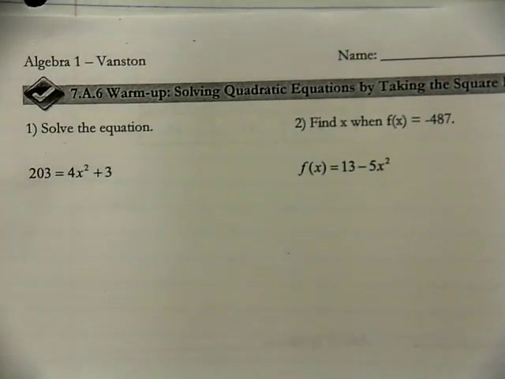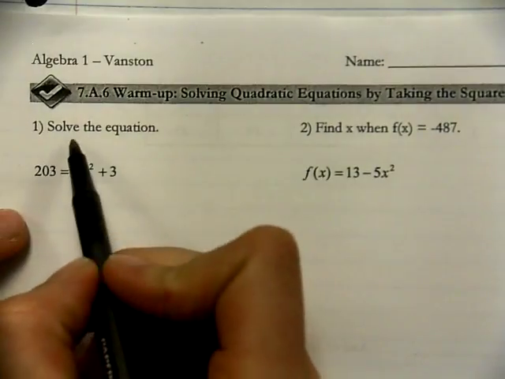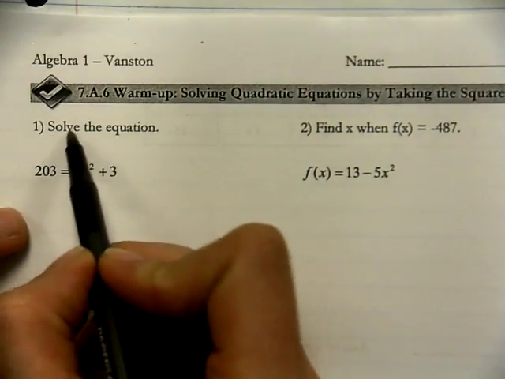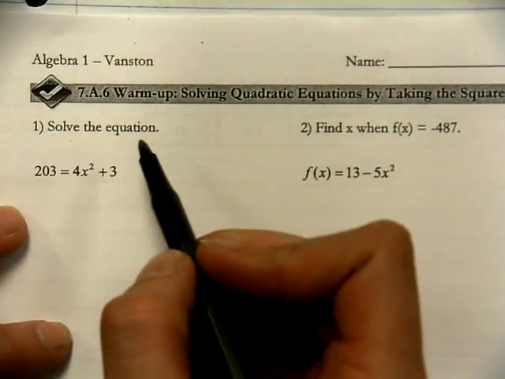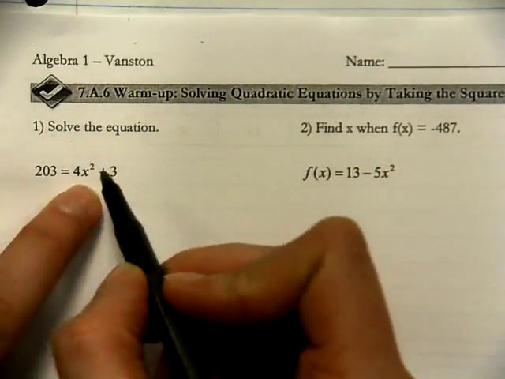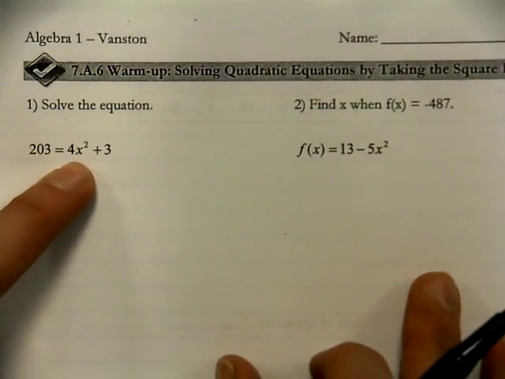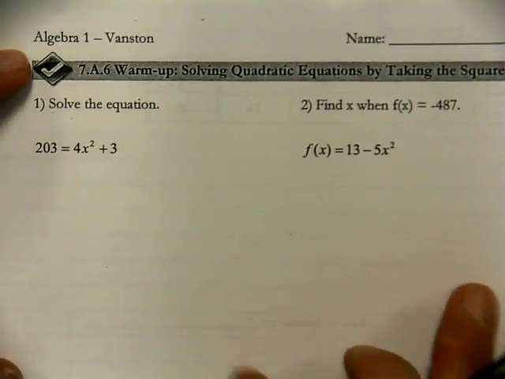In this video, we're going to talk through the worked out solutions to the 7A6 warm-up. When I look at number 1, the directions say solve the equation. I know when it says solve the equation, my answer is going to look like x equals, y equals, whatever variable we're using equals. So when I look at this, I'm trying to figure out what could x be to satisfy this equation.